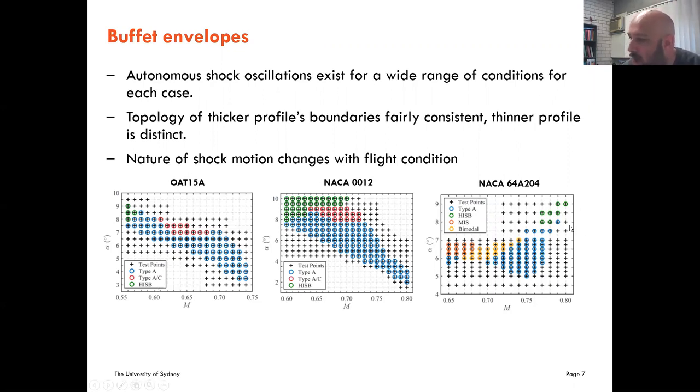If we go to the thin aerofoil, it actually has much more complex behavior, where we also have the MIS type of behavior, which stands for medium incidence stall. That's not a shock behavior, but we put it there because this bimodal behavior is a mix between the type A and the MIS behavior.